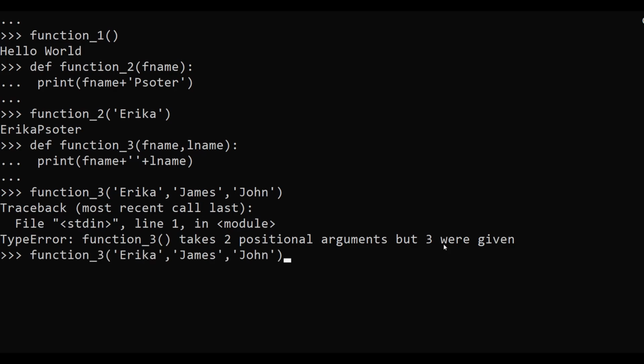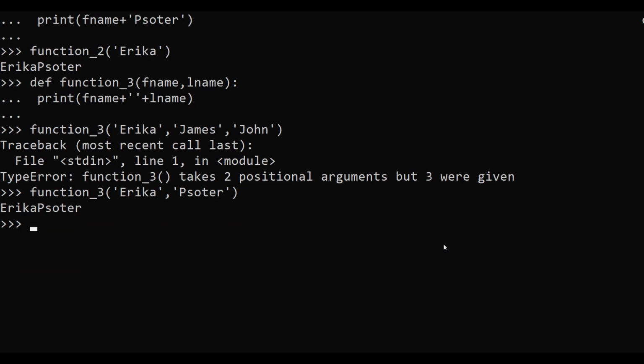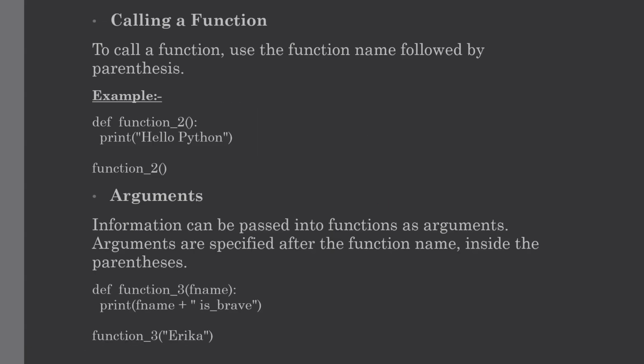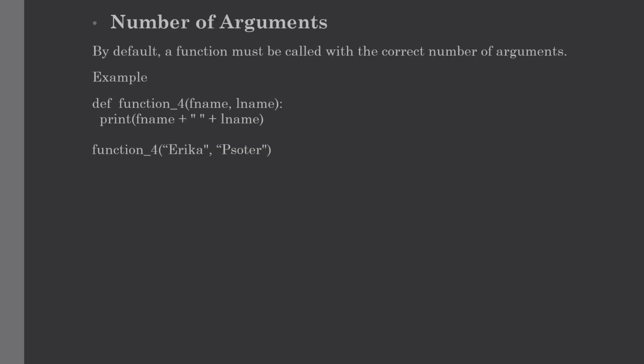So this time we will give 2 arguments, first name and last name. After hitting enter, as you can see, our 2 arguments are getting passed to the function and the print function is executing. So I hope you understood what functions are in Python, how to create a function, how to call a function, what arguments are, the difference between arguments and parameters, and the number of arguments that we can pass, with some simple examples.